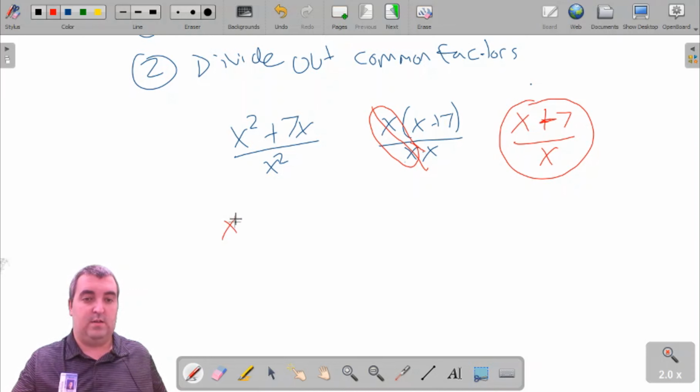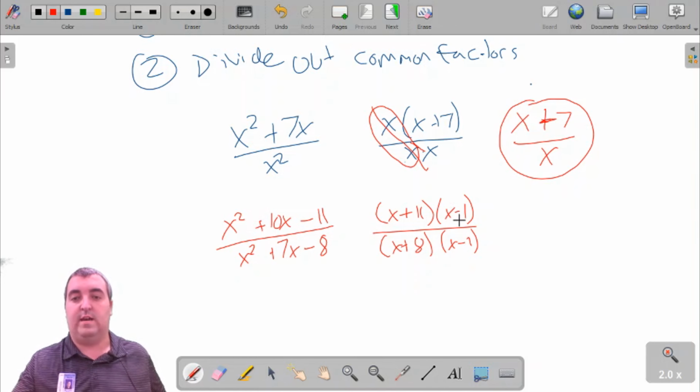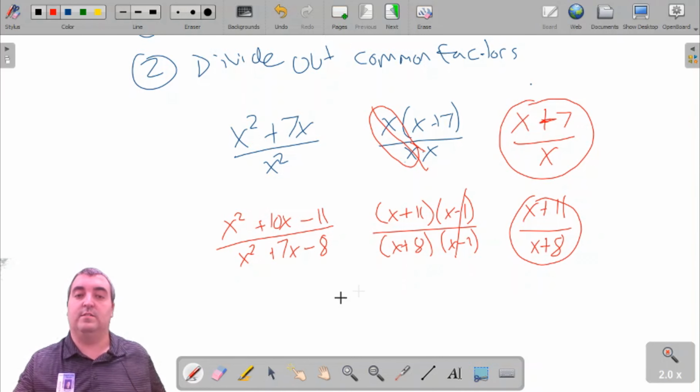So let's see a little bit more of a problem. Just a different example here. So x squared plus 10x minus 11 over x squared plus 7x minus 8. So first thing is to factor. The top factors to x plus 11, x minus 1. The bottom factors to x plus 8, x minus 1. And here we can clearly see x minus 1 is common to both the numerator and denominator, so those will cancel, and you are left with x plus 11 over x plus 8, and there it is simplified.